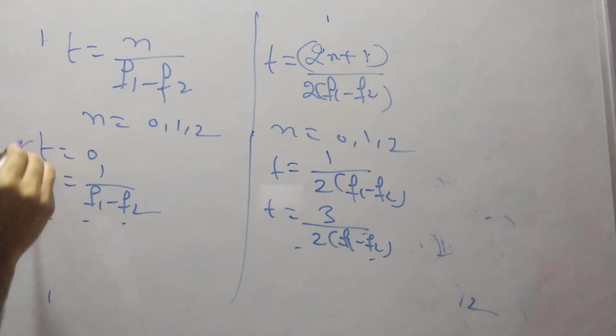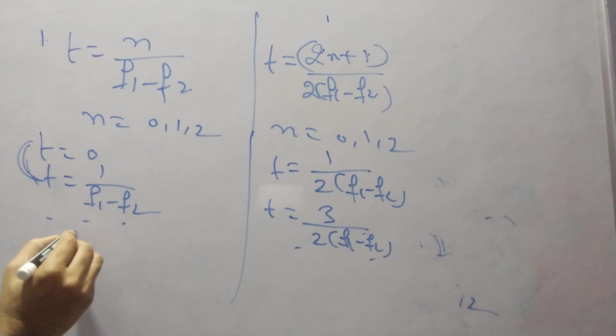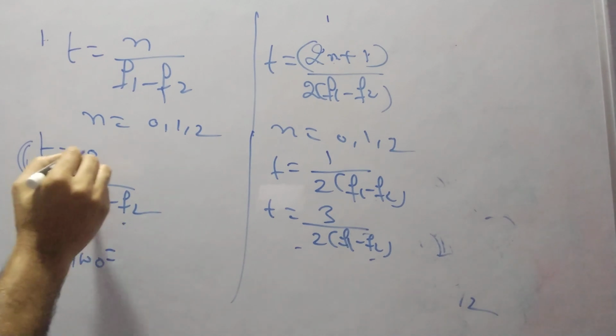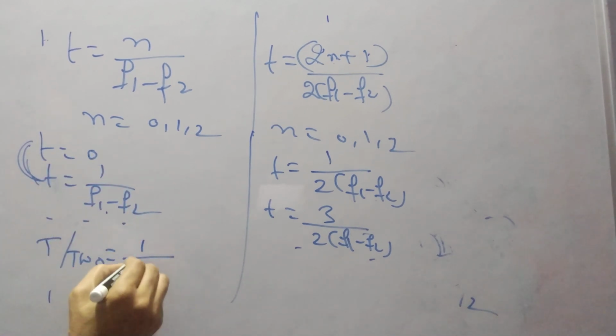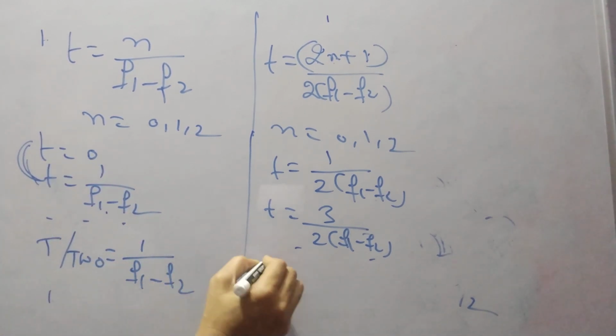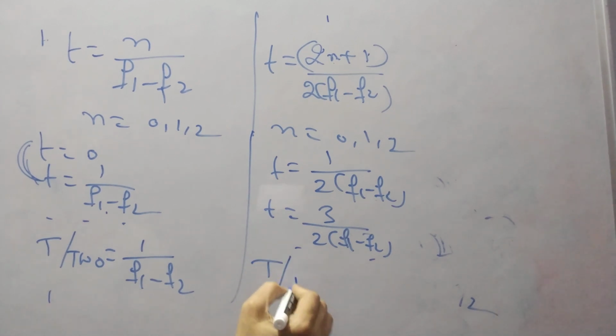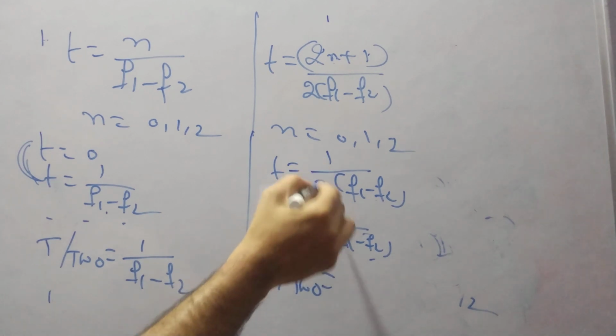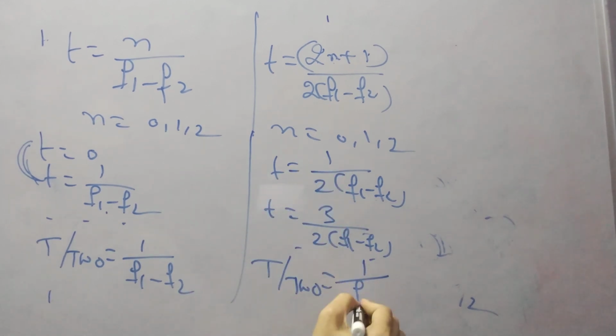Now what is the time interval between two successive beats? You have to subtract this. So the time interval between two successive beats is given by 1 by (f1 minus f2) minus 0, which is 1 by (f1 minus f2). Here also the time interval between two successive beats will be the same: 3 by 2 minus half is how much? 3 minus 1 over 2 is 1, so 1 by (f1 minus f2). So this is the time interval between two successive beats.